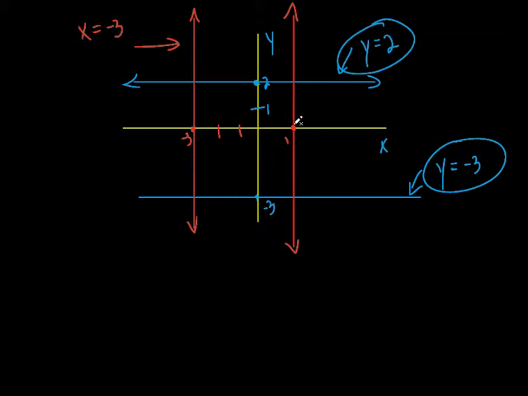Let's say it's positive 1. This right here crosses the x-axis at this point right here. Okay? So, what do we call this line right here? It's going to be what? X equals +1.